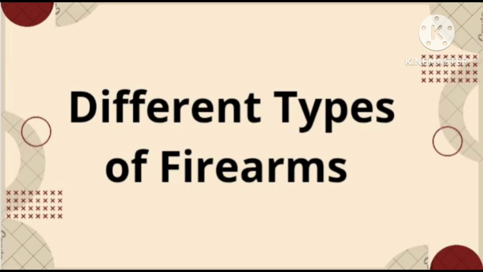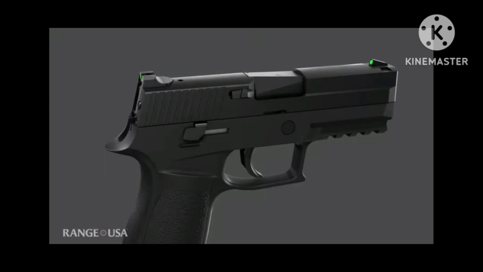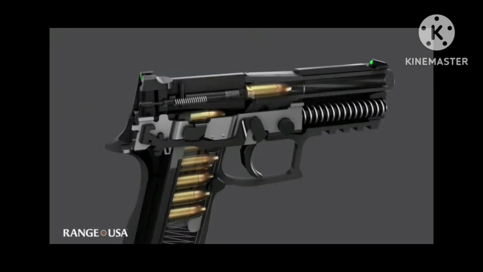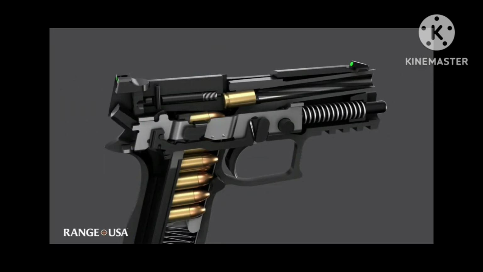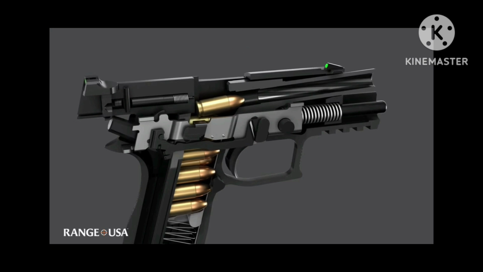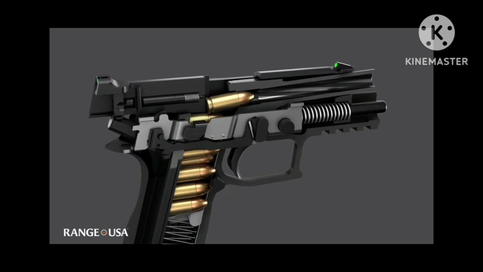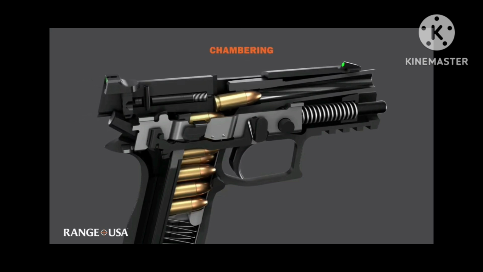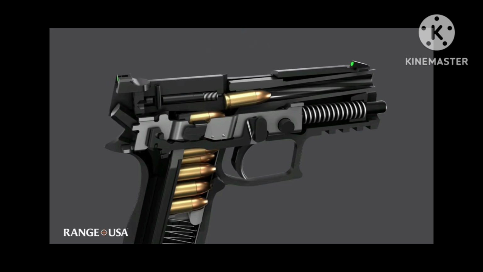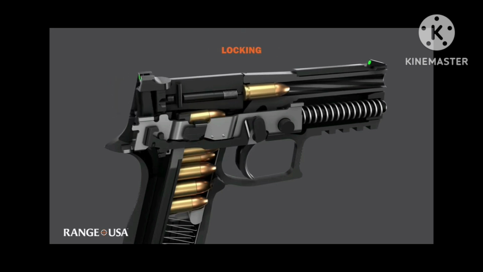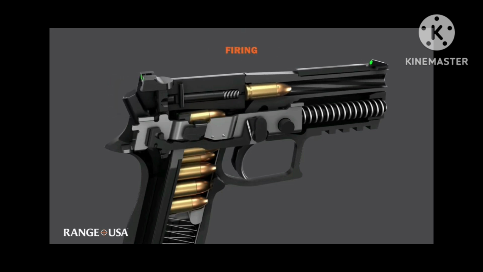The different types of firearms. This is the cycle of semi-automatic operation. The cartridge is taken from the magazine and pushed into the chamber. The action locks and the firing pin strikes the primer, and expanding gas pressure pushes the projectile out of the barrel.